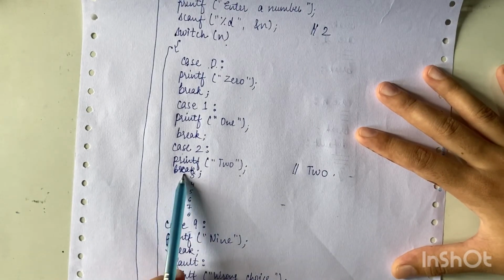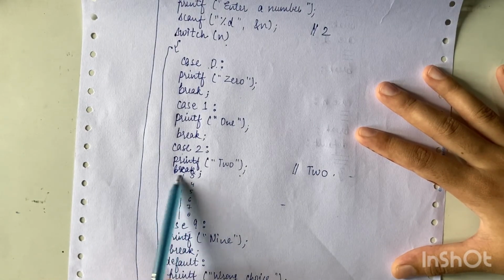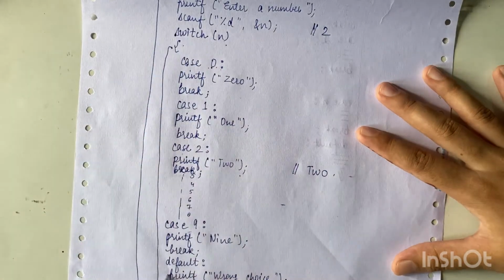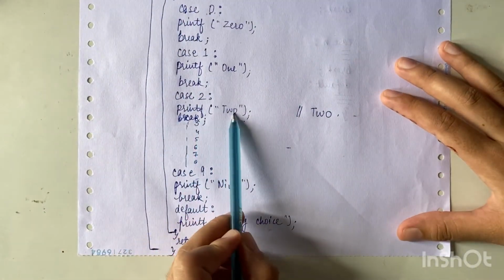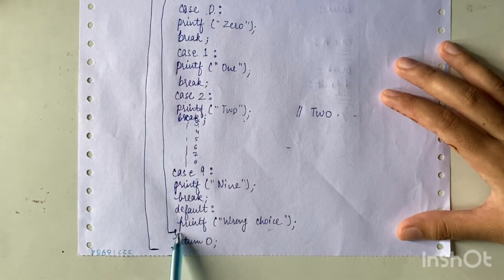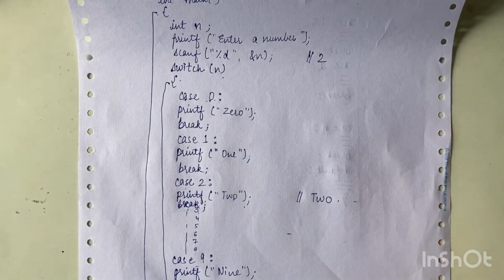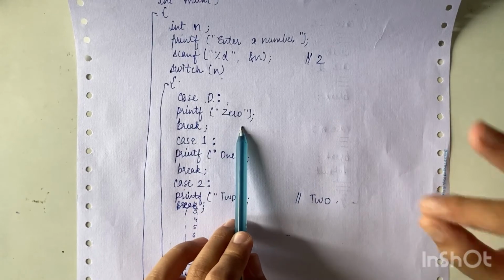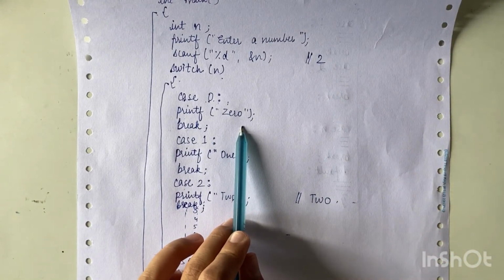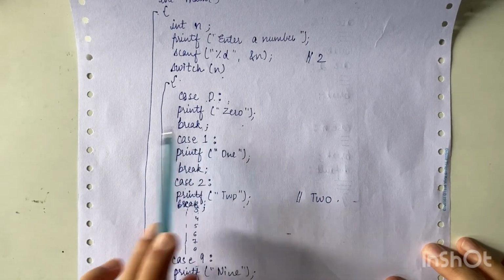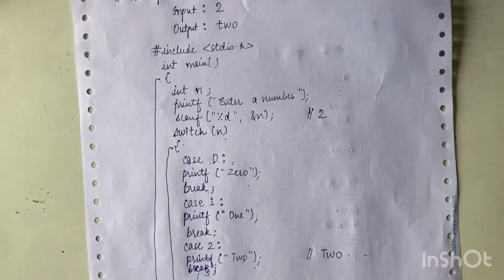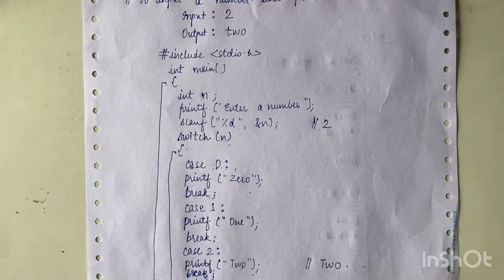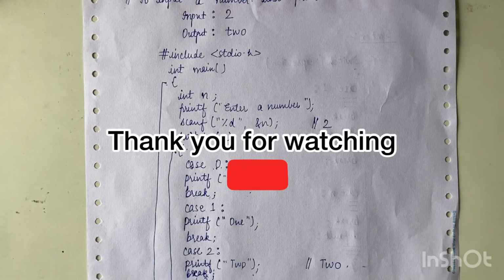It will break out of this. So when we use the break keyword, it comes out of the block. That means after it prints TWO, it will come out of the block and it will return 0 and the code will end. That's why we use break. Once one case is true, it will break and come out of the block. So this is switch case in C language. I hope you understood. We will discuss more codes for switch case in coming videos. So stay tuned.